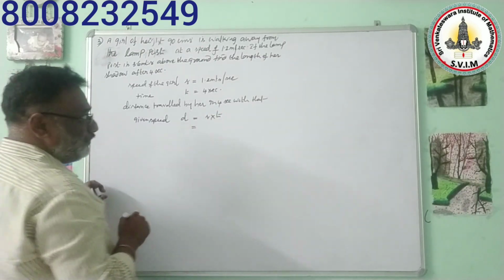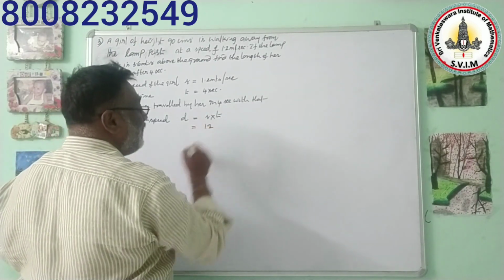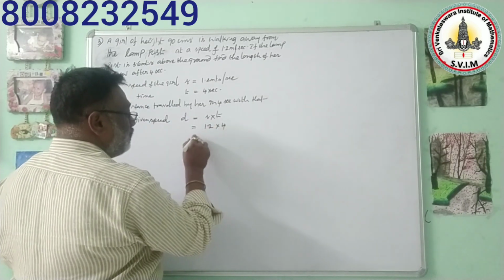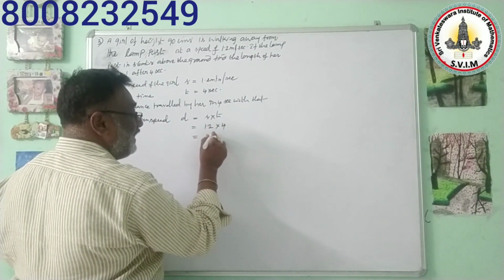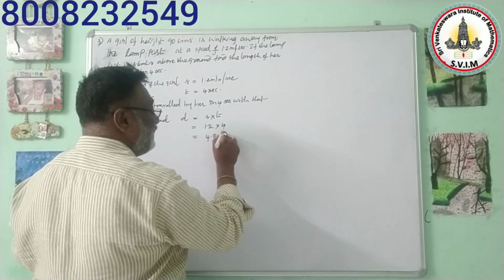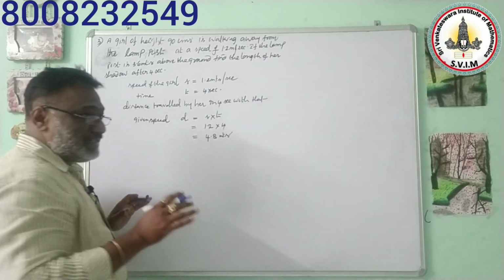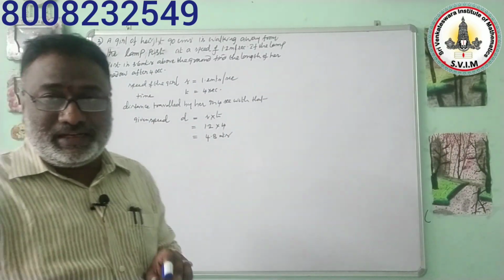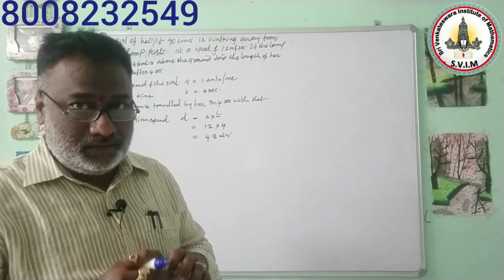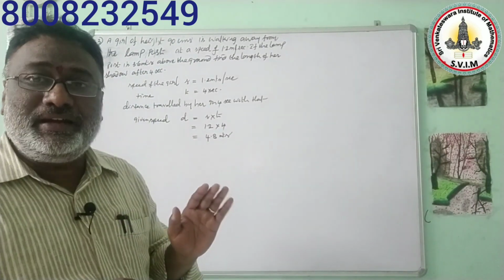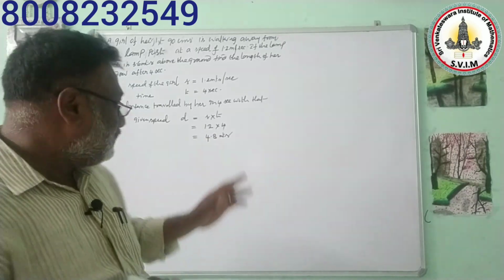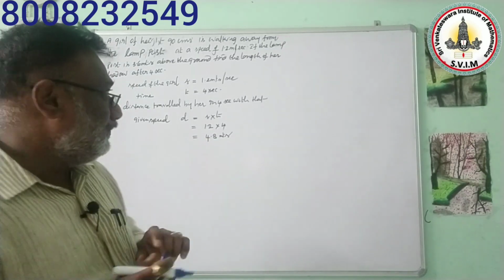So what is the speed here? 1.2 meter per second, into what is time? 4. So 12 fours are 48. After one digit, if you put the decimal point, 4.8 meters. This is the distance traveled by the girl in 4 seconds with 1.2 meter per second speed. That's all. So how much distance did she travel in 4 seconds from the lamp post? That means 4.8 meters.